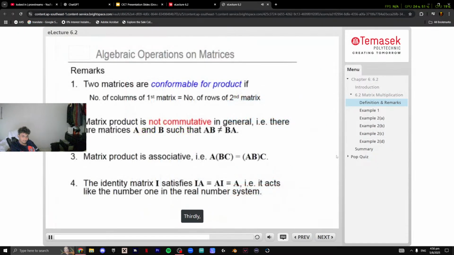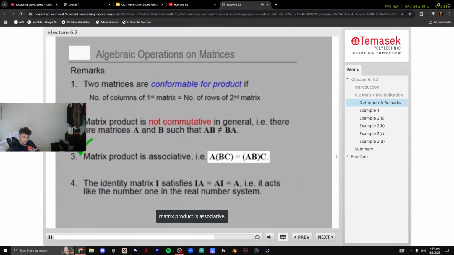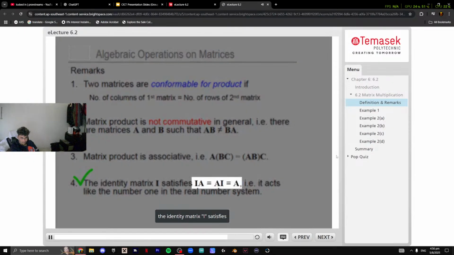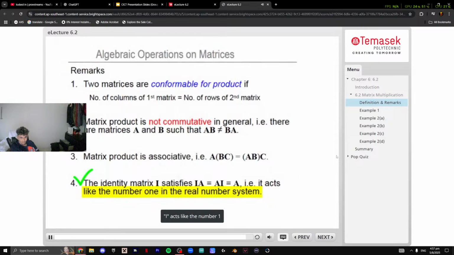Thirdly, matrix product is associative. And lastly, the identity matrix I satisfies I times A equals A times I equals A if the matrices are conformable for matrix product. I acts like the number 1 in the real number system.